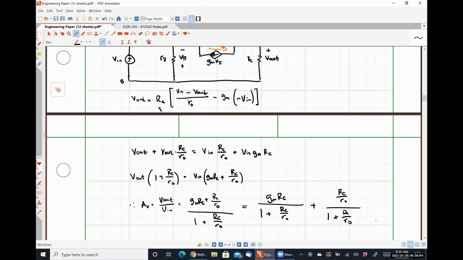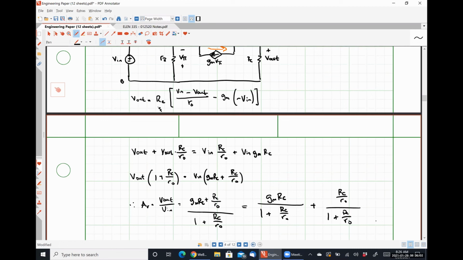So the early effect, depending on how RC compares to R naught, either increases or decreases my gain. So kind of a mixed bag here, okay? All right.